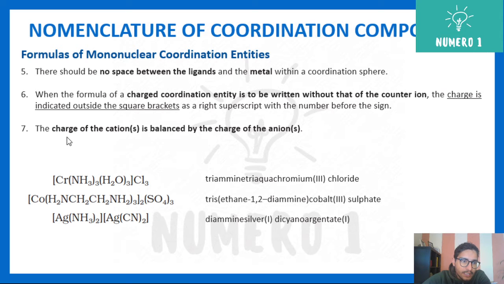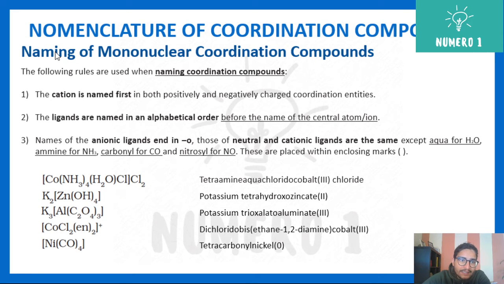Lastly, the seventh point: the charge of the cations is balanced by the charge of the anions. All these counter ions, whenever required, are there just to balance the charge of the coordination sphere or coordination entity. So this was about writing the formula. Now we will look into writing the name.